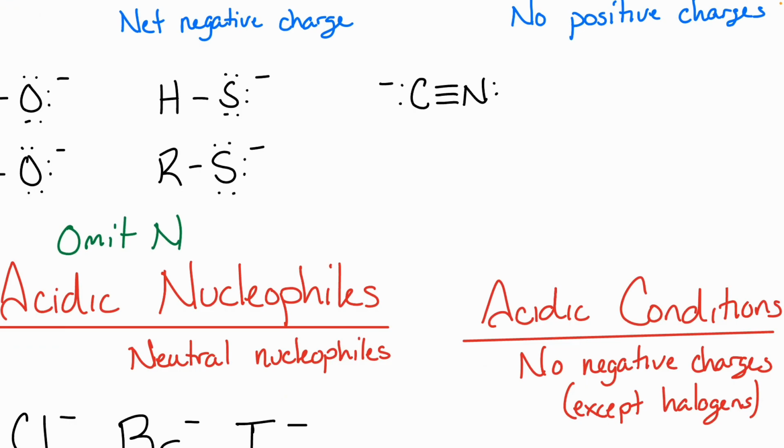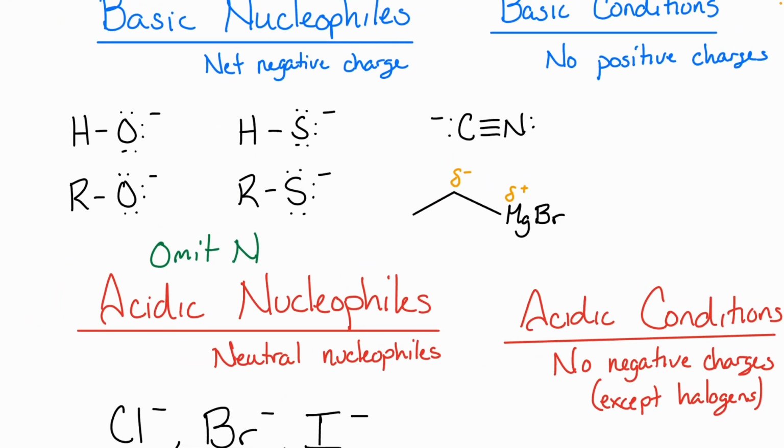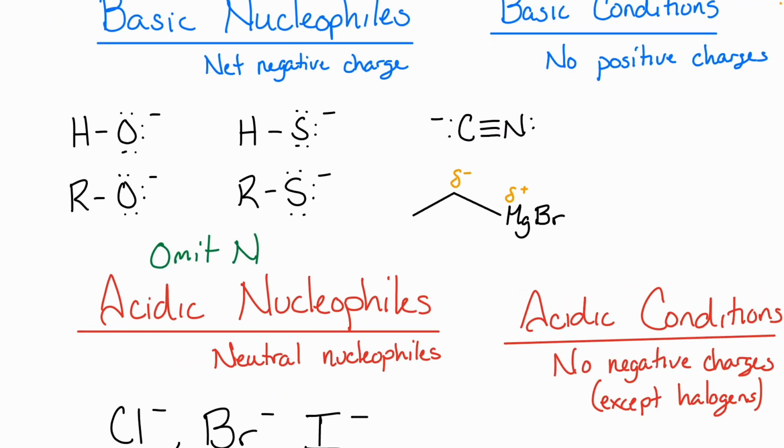A Grignard, absolutely. So a Grignard, even though it doesn't have that net negative charge, like a lot of these other basic conditions, right? In a Grignard reagent, all of that negative charge is sitting on that carbon atom. Grignards are a strong base. This is another example of a nucleophile that we need to put in the basic category here.